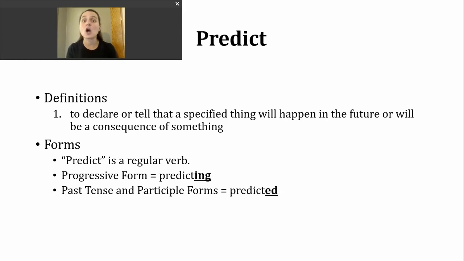Predict is a regular verb. To make the progressive tense, all we need to do is add ing. To make the past tense and participle forms, we're just going to add ed to the end. Because this verb ends with a t or t sound, the ed is going to make an id sound. Predicted, predicted.